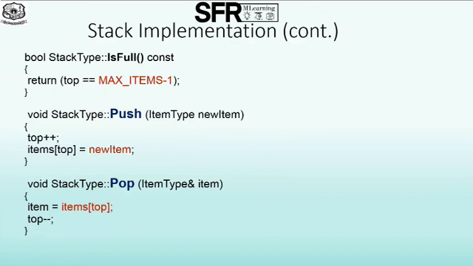The stack is full means the top reaches the maximum items minus 1, because we start from index 0. So the maximum item is minus 1. Then pushing the item means placing the item at the top, where items is the array for inserting the element. So items[top] equals the new item; here we insert a new item in the stack. Then if you are performing the pop operation, item equals items[top]. The item at the top of the stack is fetched into item and it returns the value that is at the top of the stack.